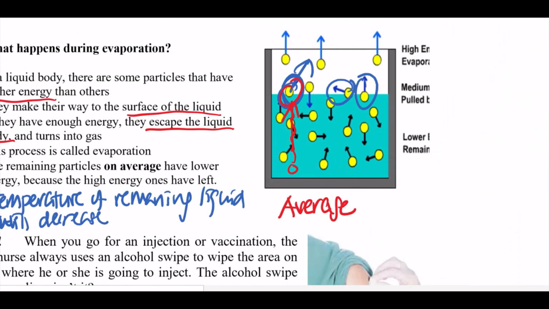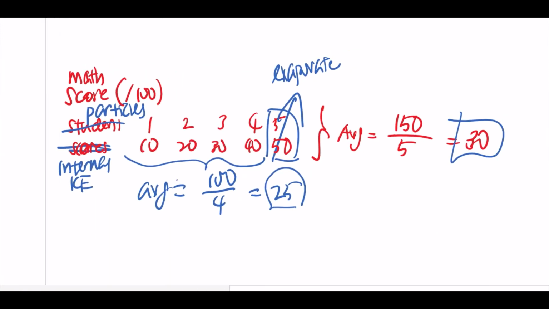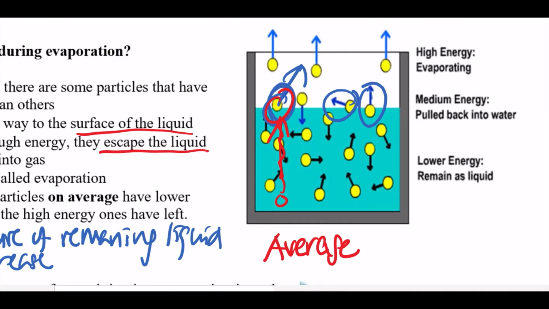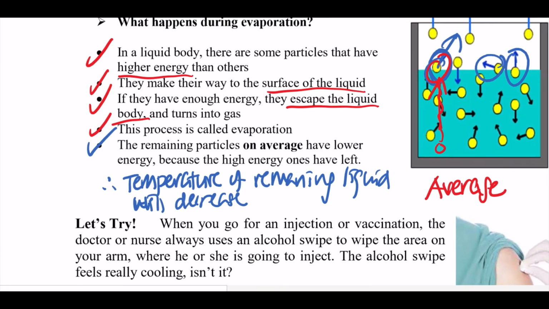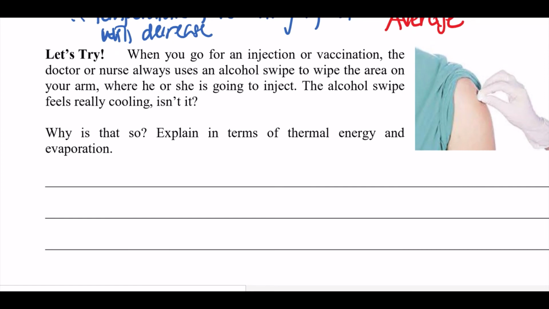So I hope this math test example shows you clearly how the average will change if you remove the higher scoring students, just like how the average internal kinetic energy of the remaining liquid particles will decrease when the higher energy liquid particles have evaporated off. So let's think about this. When you go for an injection, why is it that the alcohol swab feels really cooling? Explain in terms of thermal energy and evaporation.